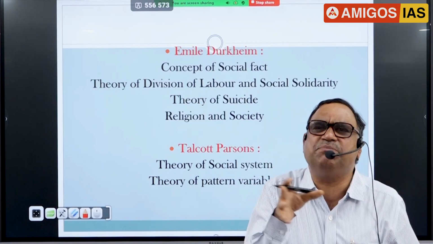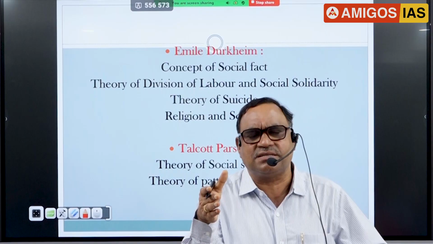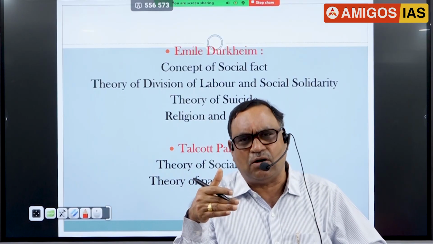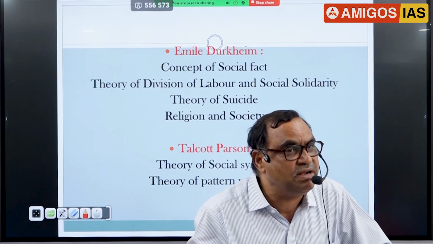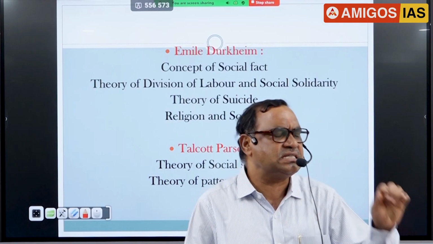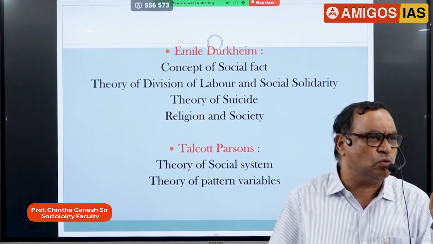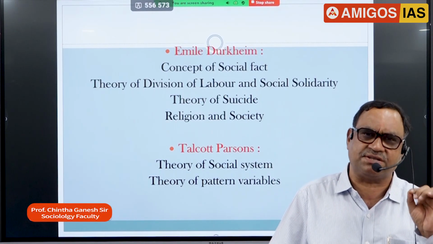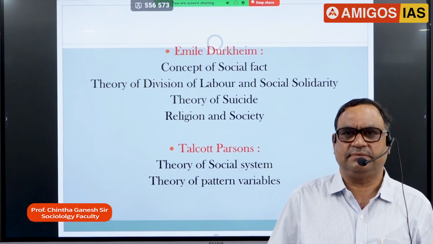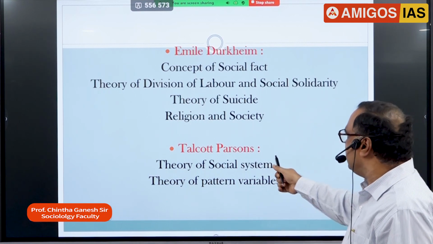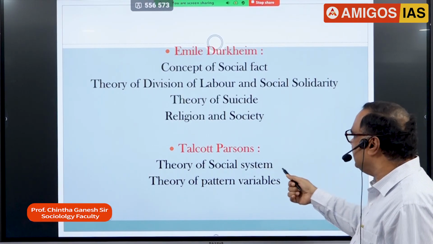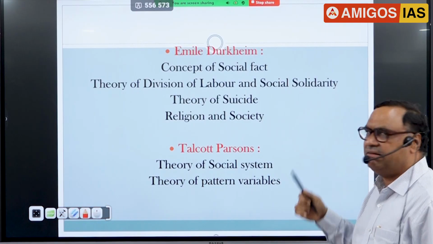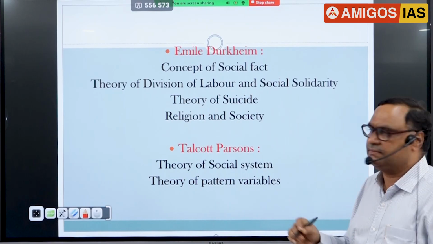And he has described the factors that contribute to a particular kind of suicide. And they are applicable even today. This is a theory which is applicable to the entire social universe. Okay. Similarly, Talcott Parsons talked about the theory of social system and theory of pattern variables.